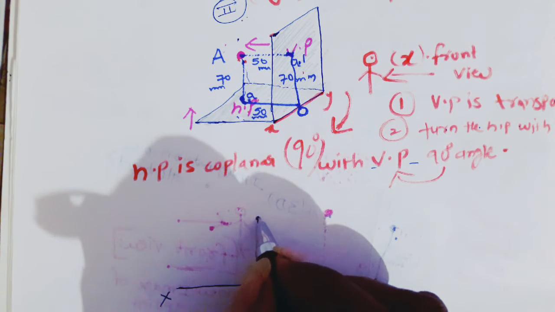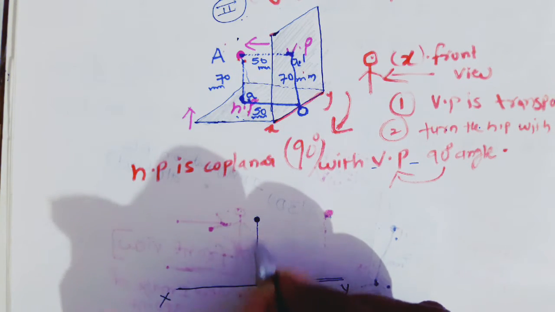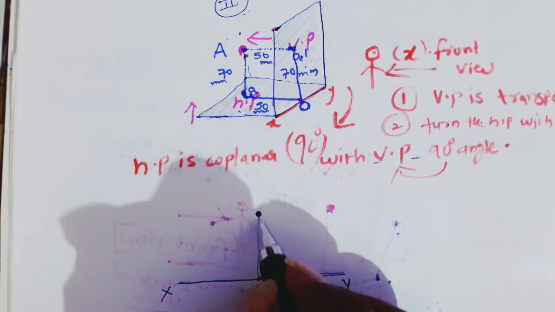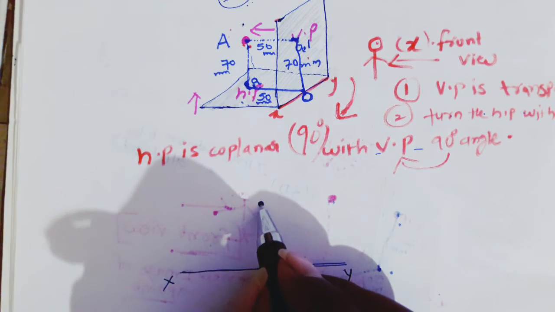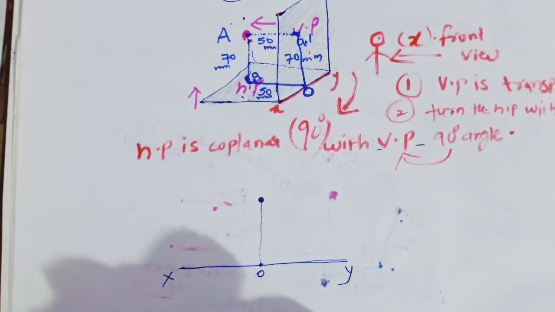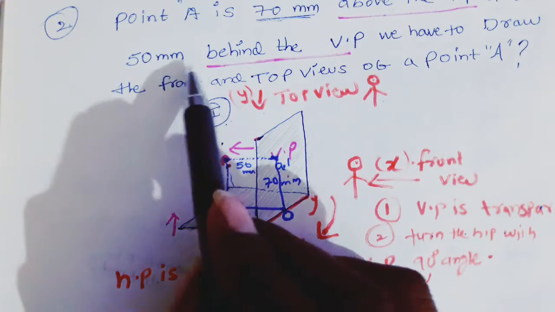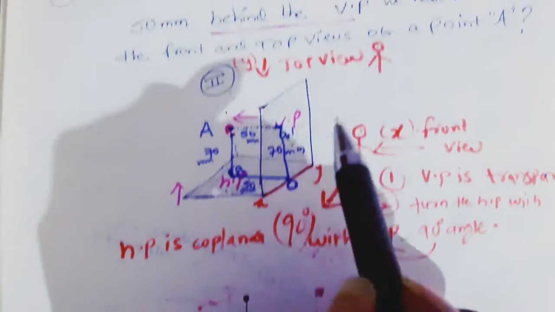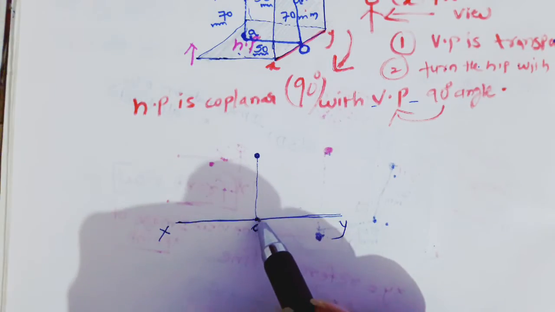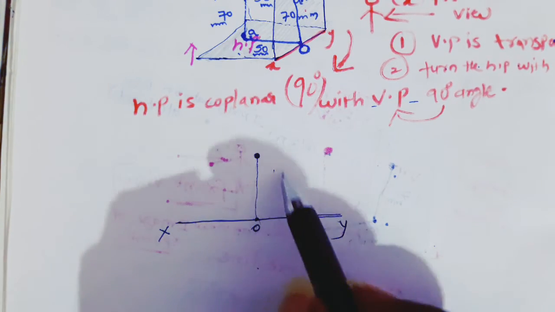Okay, for drawing this line you have to use a 2H pencil. For representing this point you have to use HB. Next, what you have to indicate, represent this 50 mm behind the VP that is given. Next, how to draw 50 mm? Below the XY or above the XY?